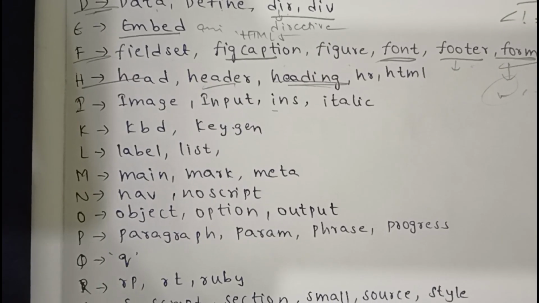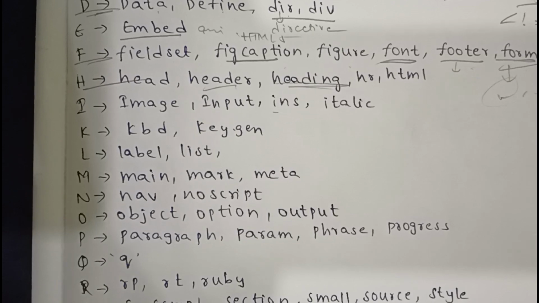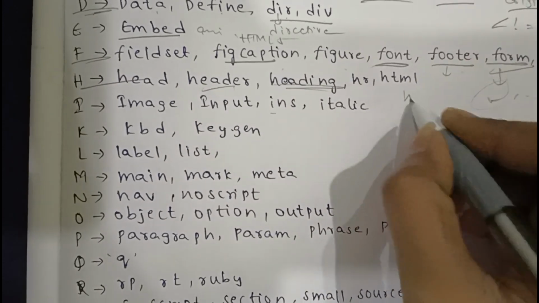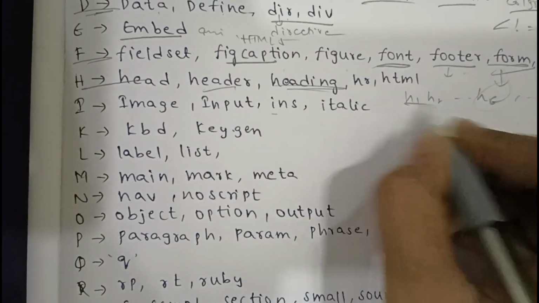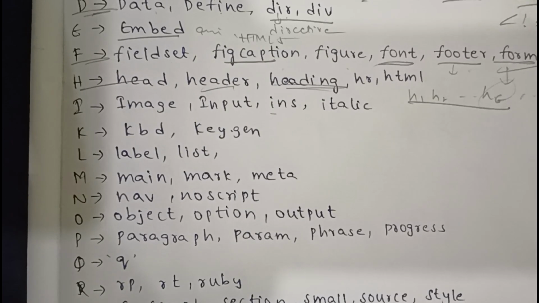The heading tag is used to define the headings in the page. In this we have 6 headings, H1, H2, and so on up to H6. These are the 6 headings included in the heading tag.